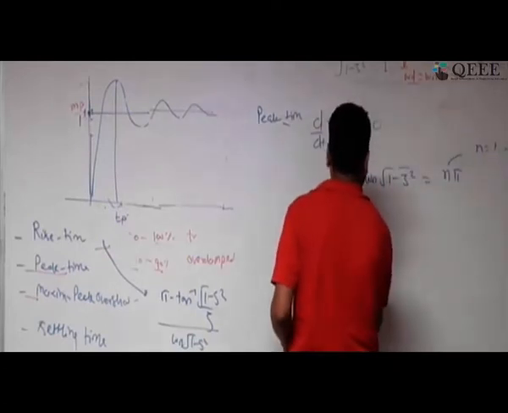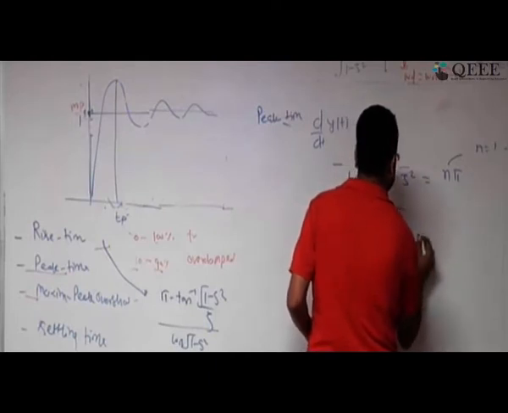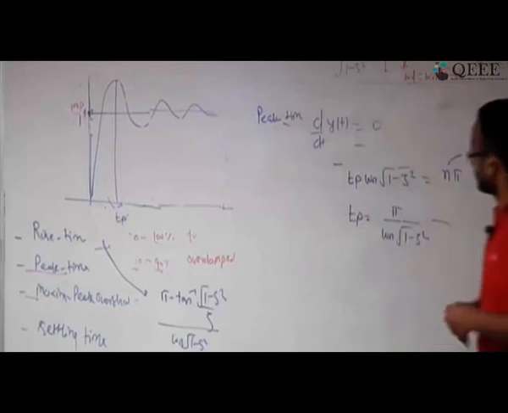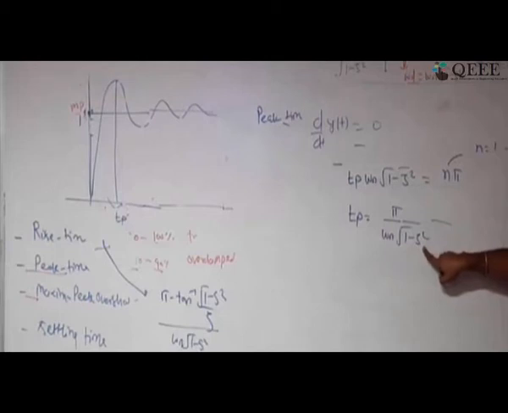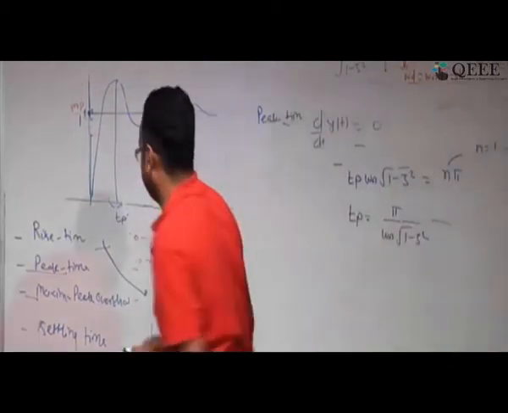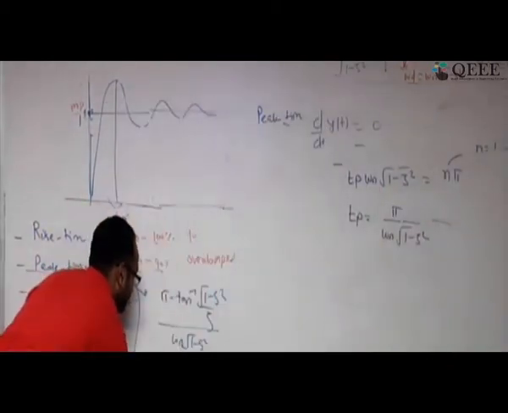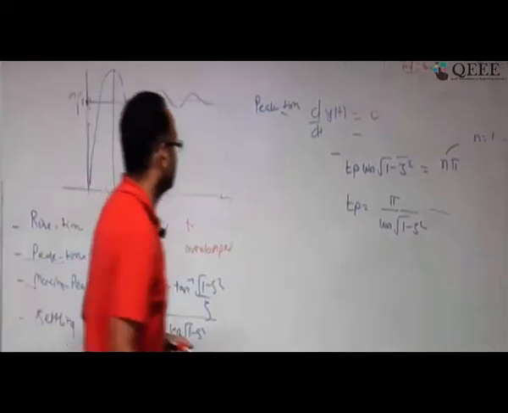This is my peak time, and peak time is Tp equal to pi divided by omega n root of 1 minus zeta square. Okay, this is the peak time. So this is my peak time, the second term which I am using, and I wanted to write it here: pi divided by omega n root of 1 minus zeta square. This is peak time.